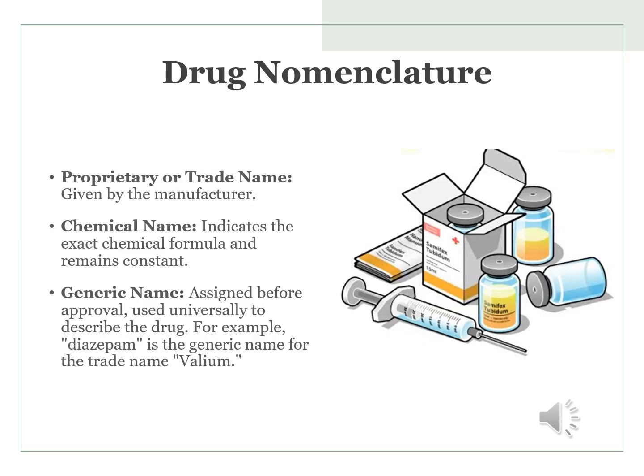Drugs can be derived from natural sources like animals, plants, microorganisms, and minerals, as well as synthetic materials created in laboratories. Some drugs are genetically engineered for specific treatments. Drugs have multiple names. Their proprietary or trade name is given by the manufacturer. The chemical name indicates the exact chemical formula and remains constant. The generic name is assigned before official approval, used universally to describe the drug. For example, diazepam is the generic name for the trade name drug Valium.